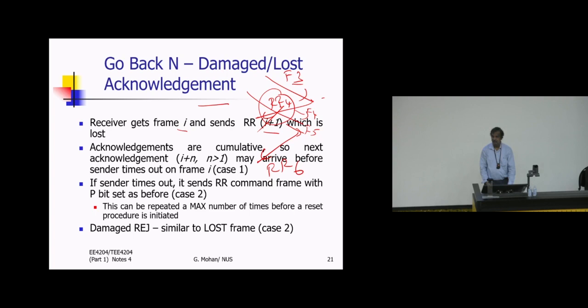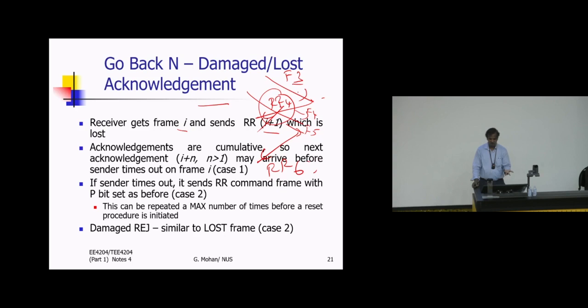New acknowledgement, RR6, without knowing that RR4 was lost. Correct? Assume that RR6 is received by the sender. Will it pose any problem? The sender did not receive RR4, but it's receiving RR6. Will there be an issue? It's not an issue at all, because RR6 is a superset of RR4, as per the definition. RR4 means it's acknowledging all the frames prior to 4: 3, 2, 1, 0. RR6 means it's acknowledging all the previous frames: 5, 4, 3, 2, 1. So this is a superset of this, right?